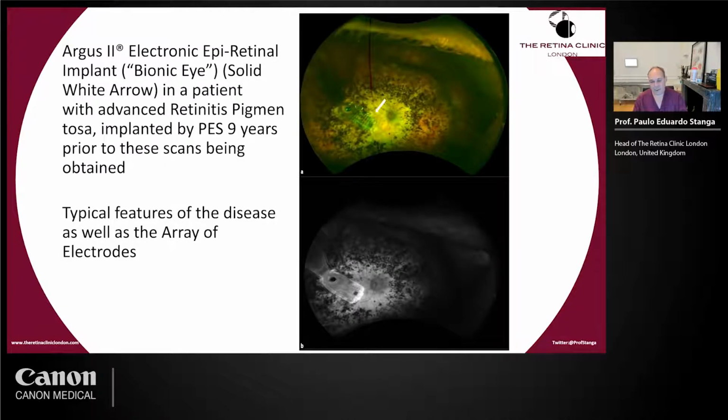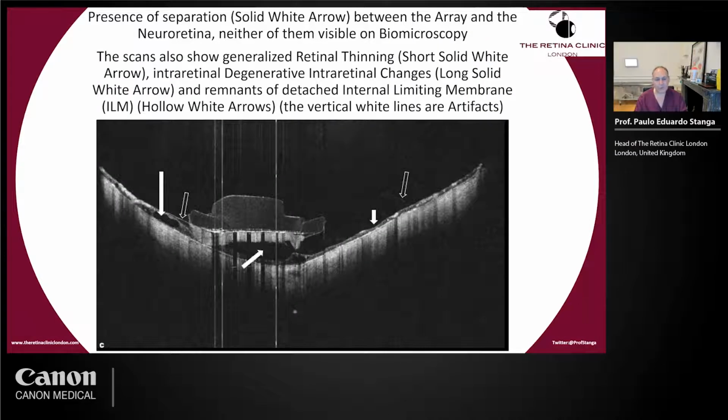And I'm getting close to the end of my presentation. As some of you know, I've done a lot of work with the Argus 2 implant. And this is one of the patients I operated. I operated this patient 9 years ago. And I want to show with this the strength of the penetration of this technology.